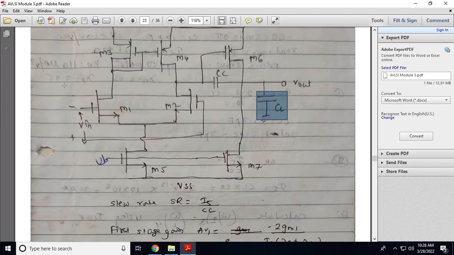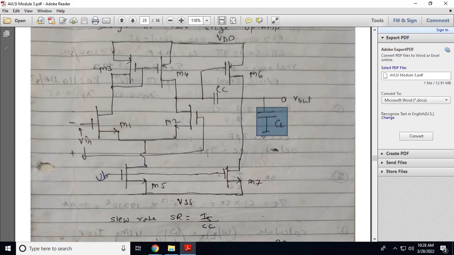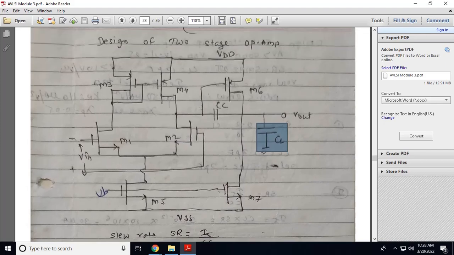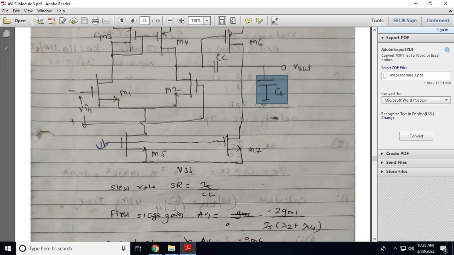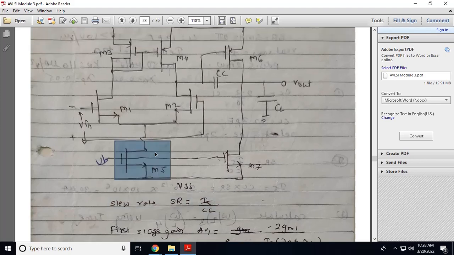Now see the equations for designing this. We have to find out the W by L ratio for all the transistors. Some specifications are given. By using those specifications we have to design this circuit. The first equation we will require is the slew rate. Slew rate is equal to I5 divided by Cc. I5 is the current of this M5. Cc is this coupling capacitor.